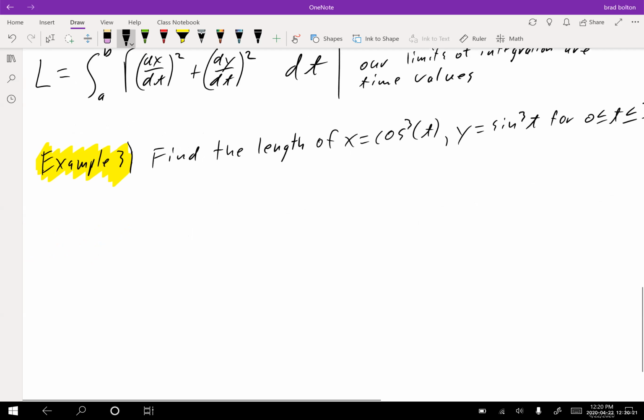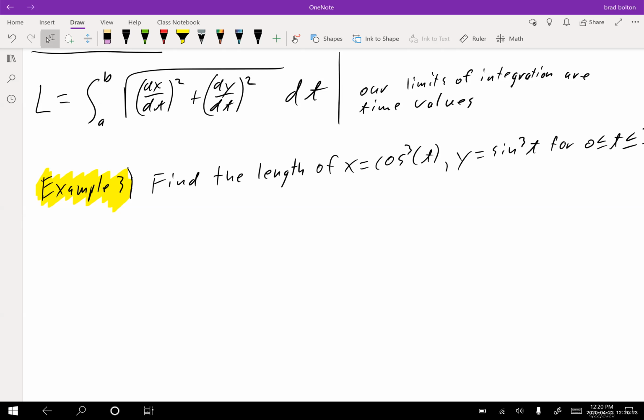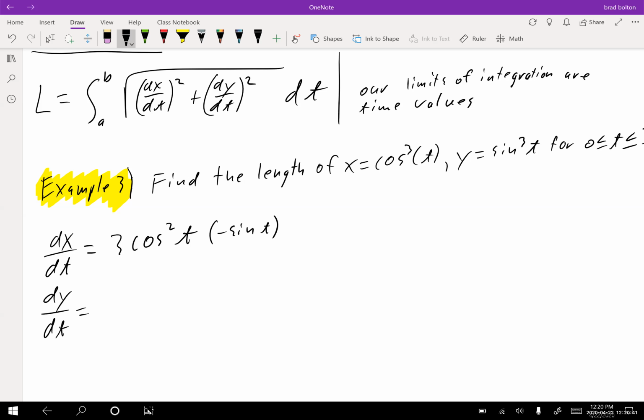So let's see. The formula says that we're going to need dx/dt and dy/dt. So I'm going to find dx/dt first. And that will be 3 cosine squared t times the derivative of cosine of t, which is negative sine t. Okay. And then dy/dt is equal to 3 sine squared t times the derivative of sine, which is cosine t. So we have sine squared t cosine t.